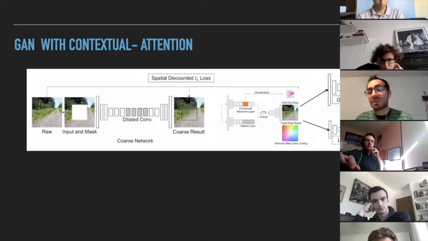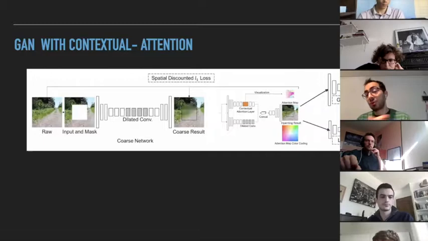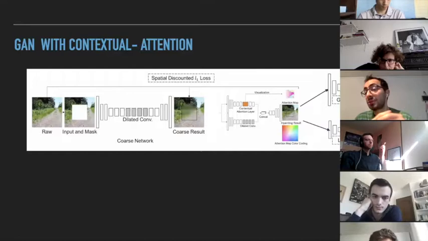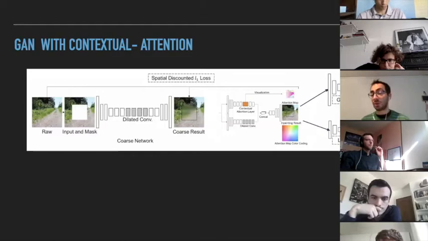But the interesting part is that the whole generator has not only a coarse network but also a refinement network. The refinement network has two parts. One is called the contextual attention, and it looks at the global features in the map to refine the inpainted regions better. The other is a dilated convolution that aims to refine the pixels inside the region, so it's local inside the missing part.